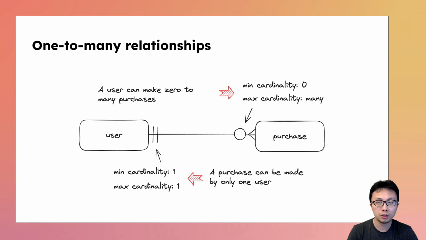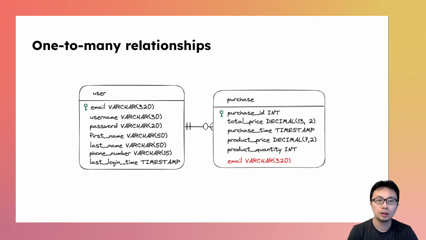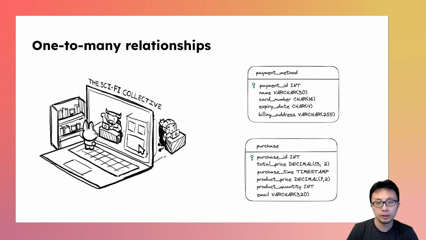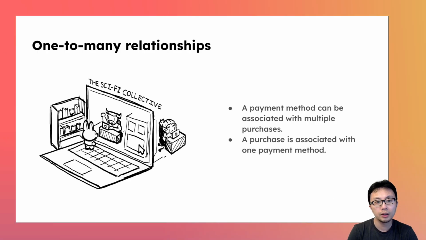Translating this relationship to their full representation, you need to make all the attributes of both entities explicit. Beyond that, you also need to add a foreign key to the many side, which is the purchase entity, like this. Let's see another example from the same database. The entities payment method and purchase. Their relationships are as follows.